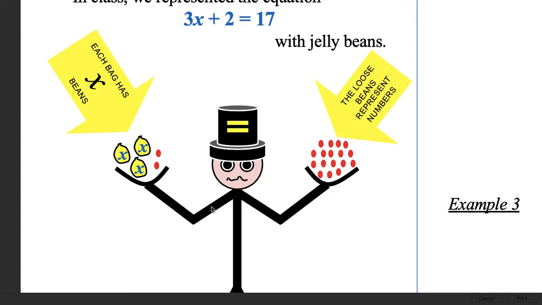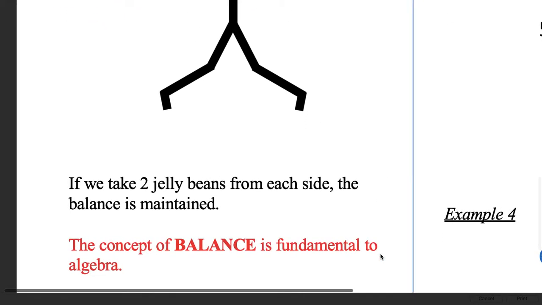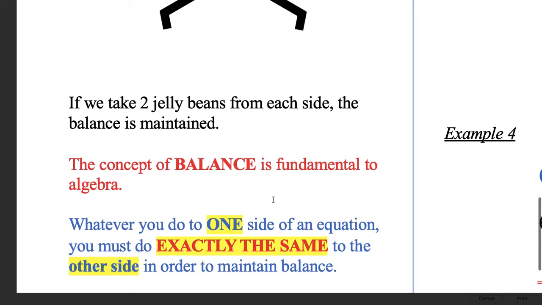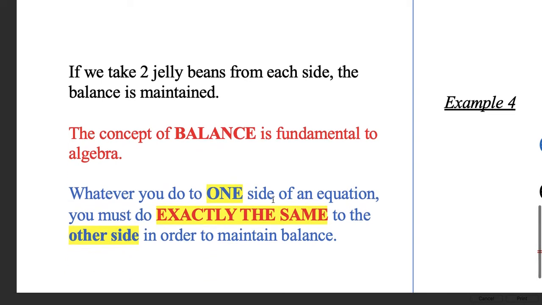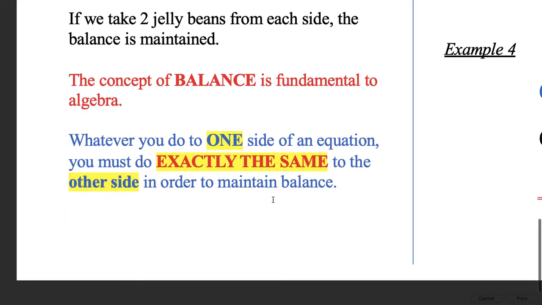So I'm representing an equation as a balance, and that's something I say throughout MYP. You've got to think of an equation like a balance, and whatever you do to one side, you've got to do exactly the same to the other side. So if we take 2 jelly beans from each side, the balance is maintained, and the concept of balance is fundamental to algebra. Whatever you do to one side of an equation, you must do exactly the same to the other side in order to maintain balance.